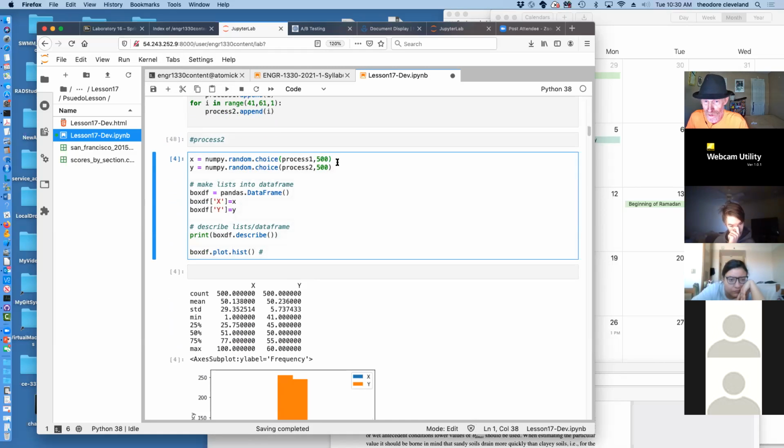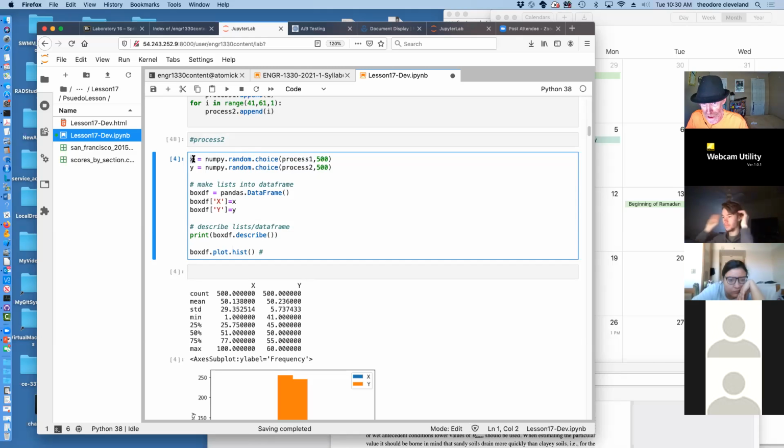Now what I'm going to do is sample with replacement from each of these two populations. Process 1 contains the integers 1 to 100. Process 2 contains the integers 41 to 61. I'm going to go to process 1, pull a number out, look at the number, write it down, and then throw it back in the bucket and shake the bucket. Reach in, pull a number out, write it down, put it back in, shake the bucket. I'm going to do that 500 times.